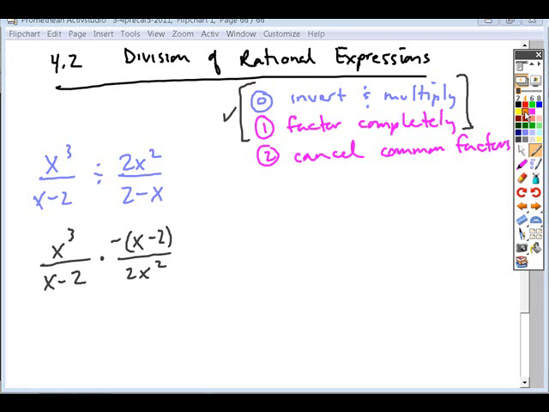What that allows me to do then next is to cancel common factors. So as I work across, this x squared cancels with 2 of these, leaving 1. The x minus 2's cancel. And across the top, I have a negative x. Across the bottom, I have a 2. So I get my simplified form. And then I identify my domain restrictions.